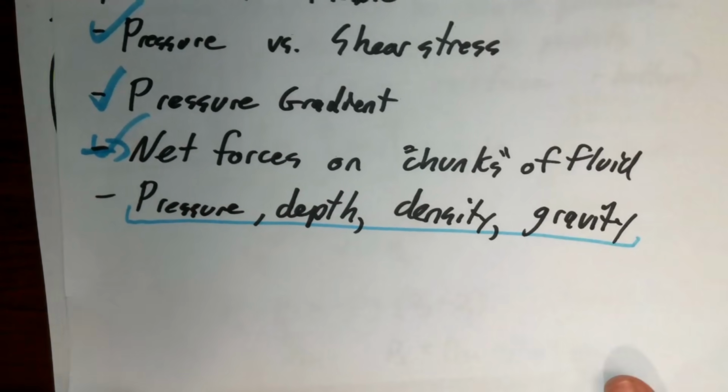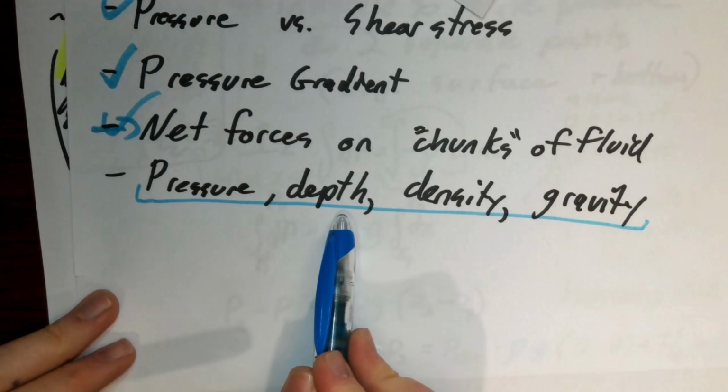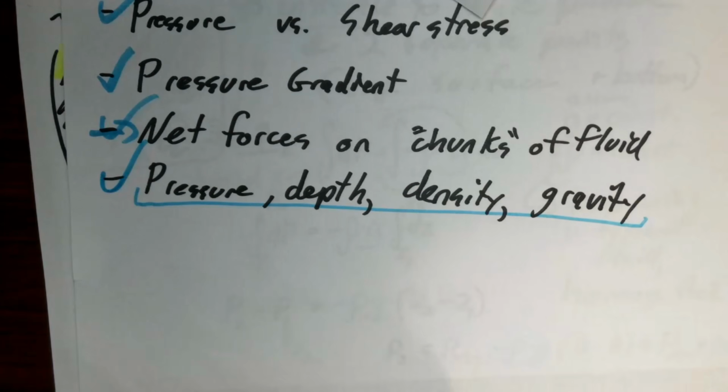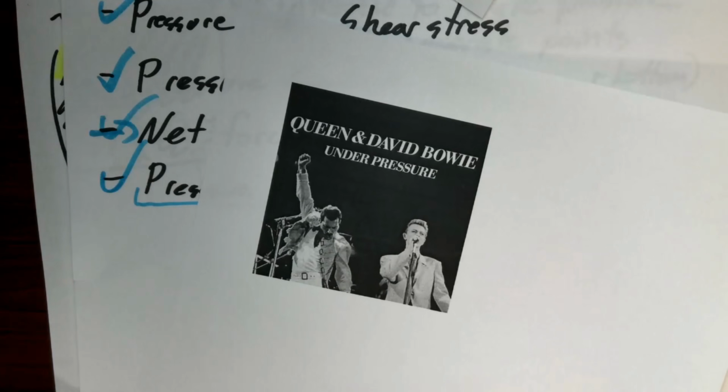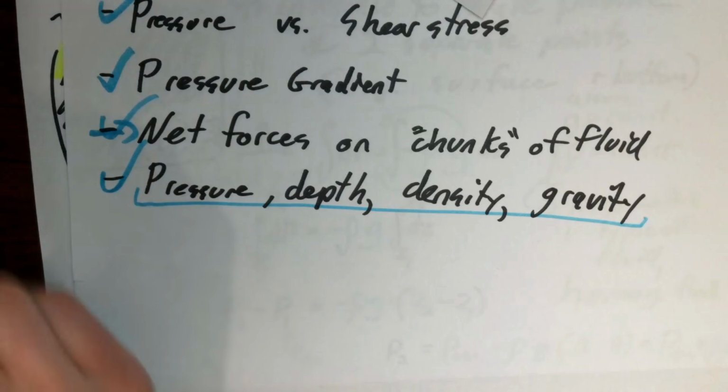So, what have we done? We've determined a relationship between pressure, depth, density, and gravity. So we would know, for example, if you went to the bottom of the pool, how much you would be under pressure. So there we have it.